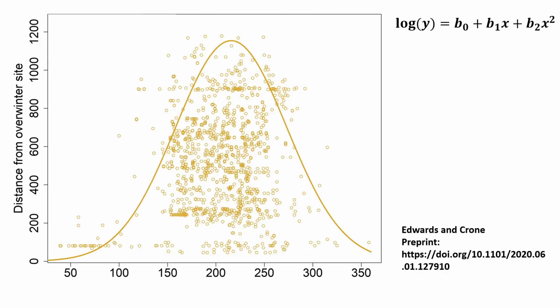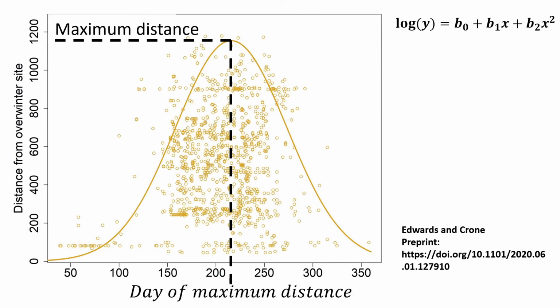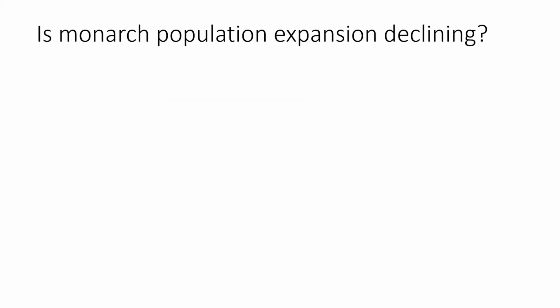I don't really have time to get into the math, but we've worked out how to characterize different aspects of these fitted curves. And today I'm going to be focusing on the maximum distance, and I'll also touch on the day of the maximum distance, which is essentially representing when the butterflies stop expanding outwards and start heading back to the overwintering sites.